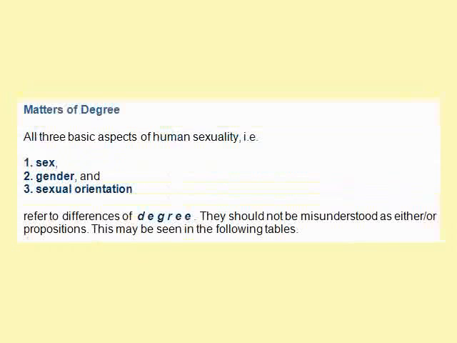Matters of degree. All three basic aspects of human sexuality, sex, gender, and sexual orientation, refer to differences of degree. They should not be misunderstood as either-or propositions. Many people find it difficult to accept the truth that sex differences are differences of degree. They prefer to think in simple contrasts, either-or, black or white, normal or abnormal, female or male. Thus they speak of the opposite sex, as if females and males were fundamentally different.